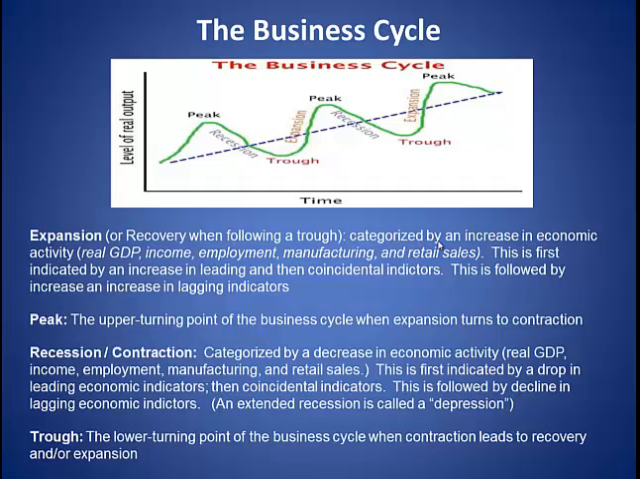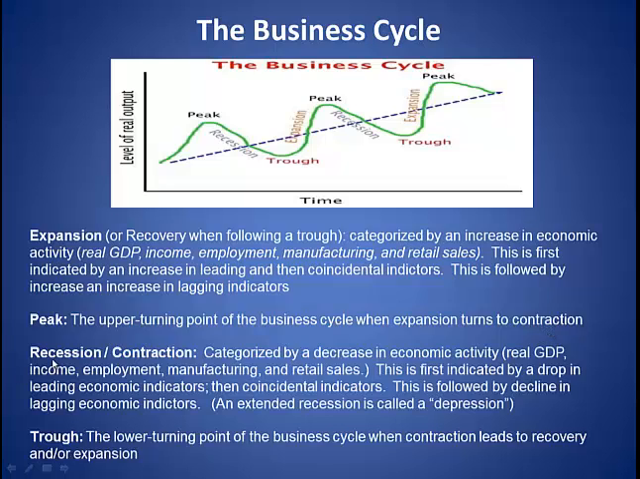So as I mentioned here again, when we have an expansion, this is first indicated by an increase in leading and then coincidental indicators. This is followed by an increase in lagging indicators. Then when we reach the peak of the business cycle, the peak of the expansion or the recovery, that then is the upper turning point of the business cycle, when expansion turns into contraction.